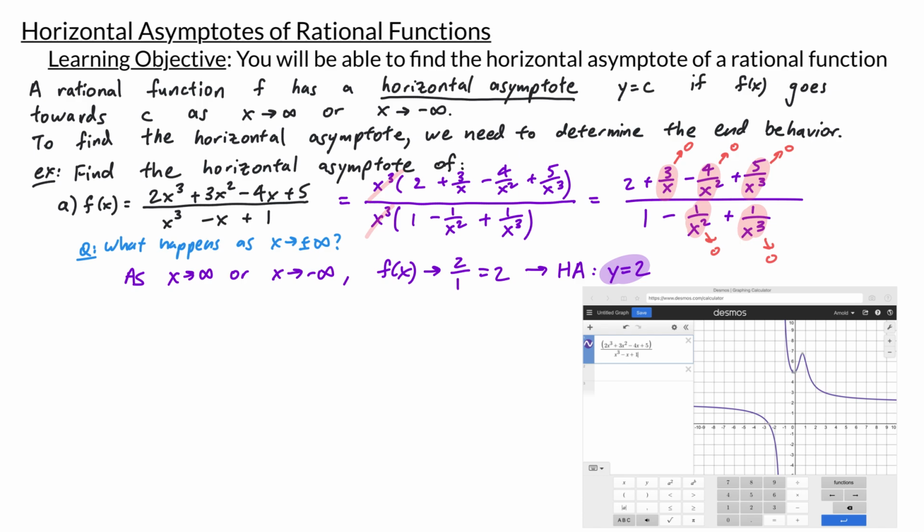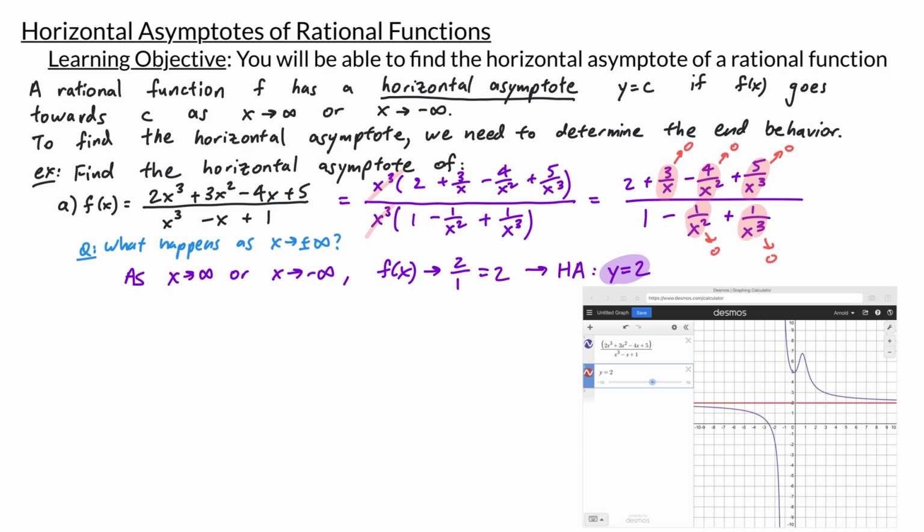We see here that our graph will go towards a finite number as we trace to the right and as we trace to the left. And let's type in our horizontal asymptote, y equals 2. And again, we see that when we trace our graph to the left, our graph gets closer and closer to the horizontal line y equals 2.